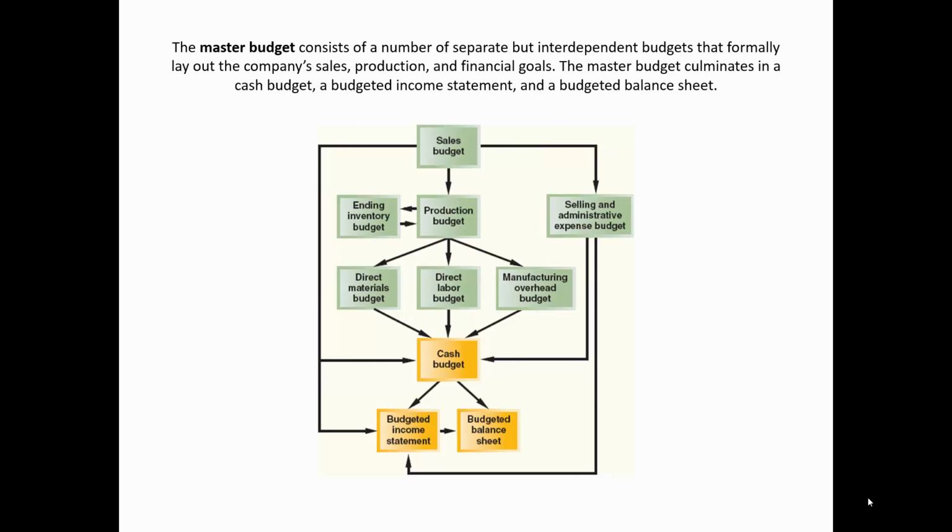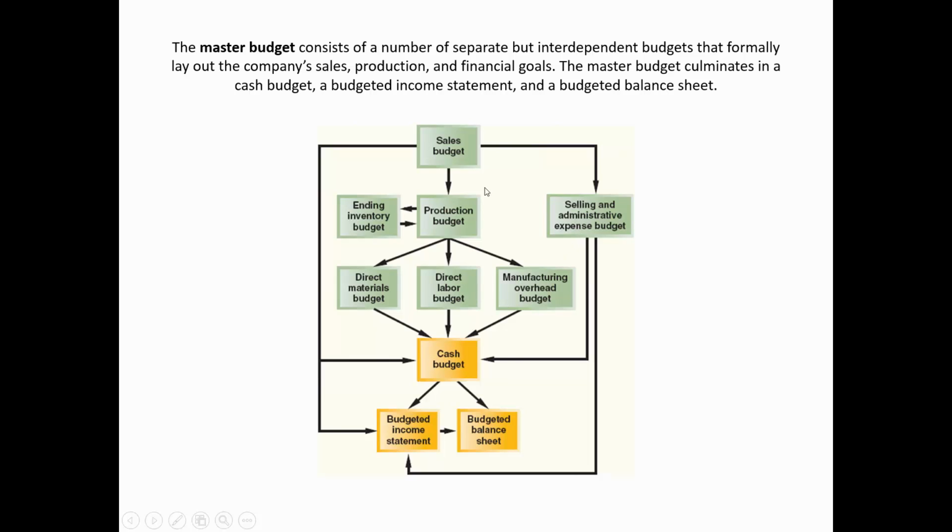Everything starts with the sales budget. You need to know what you're going to be able to sell, and from that you will be able to put together the selling and administrative expense budget. And more importantly, from the sales budget you'll be able to put together your production budget, and from that the ending inventory budget. And from the production budget you will be able to put together everything that you will need by way of direct materials, direct labor, and manufacturing overhead.